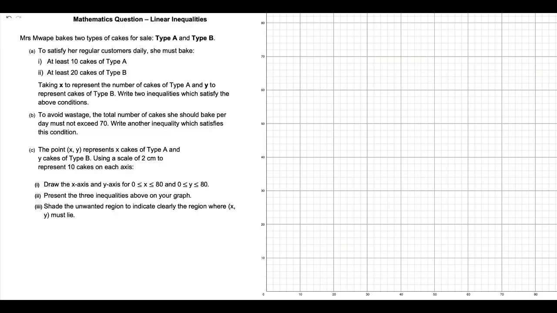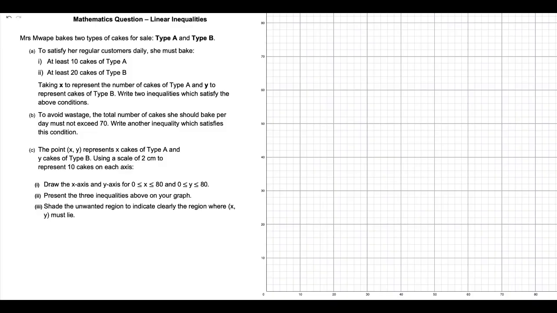So we have part A. To satisfy her customers, this person has to make at least 10 cakes of type A per day and at least 20 cakes of type B per day, so that's what it is. And we have there to say X to represent the cake type A and Y to represent the cake of type B. So we have to write two inequalities that will represent these cakes.